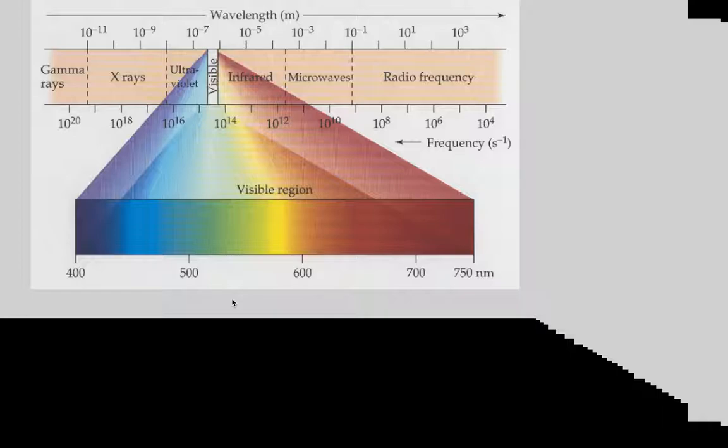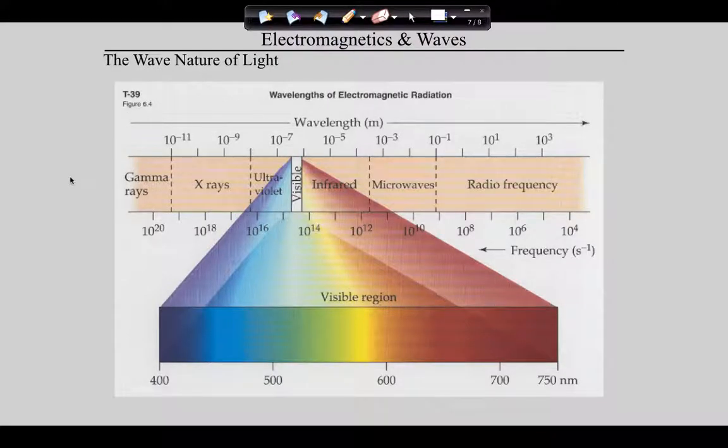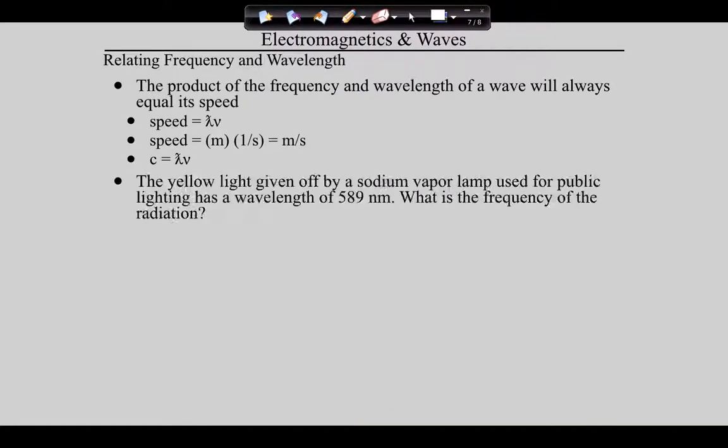So here's 10 to the 14th, here's 10 to the 15th. We're smack between 10 to the 14th and 10 to the 15th, which would be supported by our frequency being about 5 times 10 to the 14th. So we're right in the middle in terms of frequency, so our numbers are lining up. Does that make sense? So guys, we understand now that there's a relationship between frequency and wavelength, and given one, we can solve for the other.